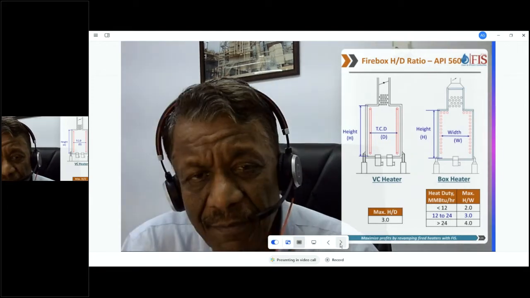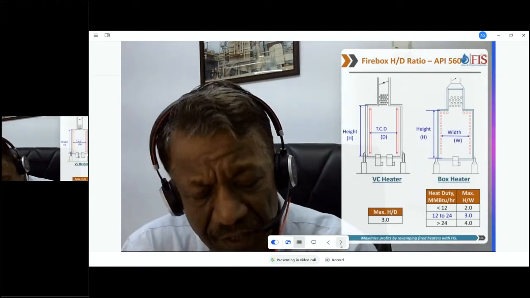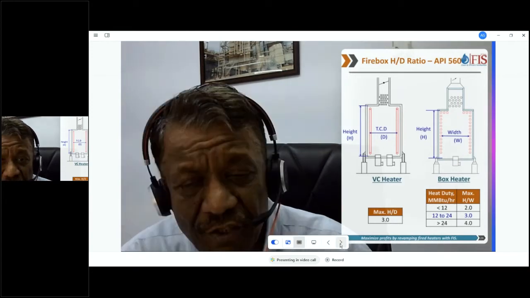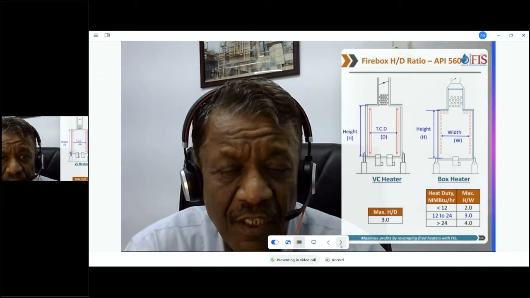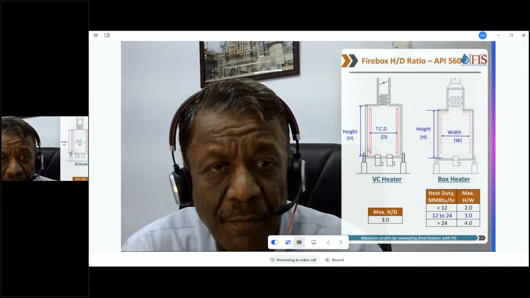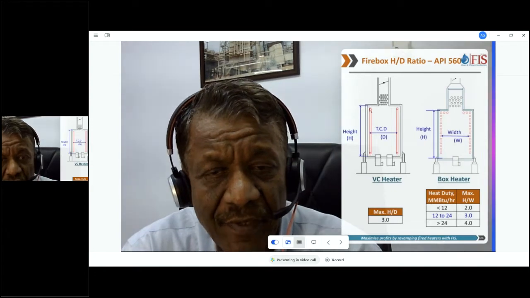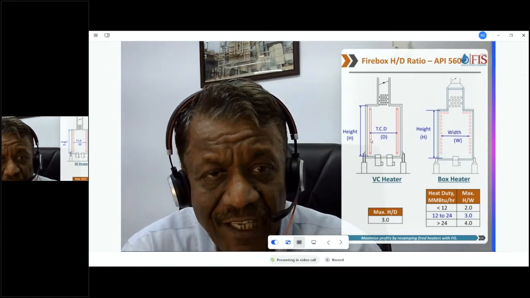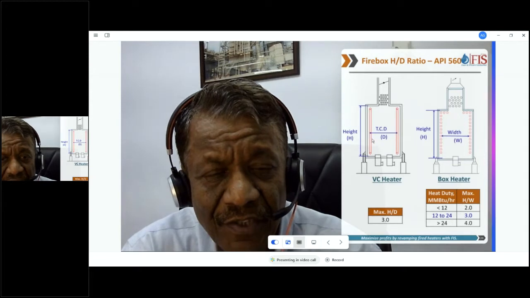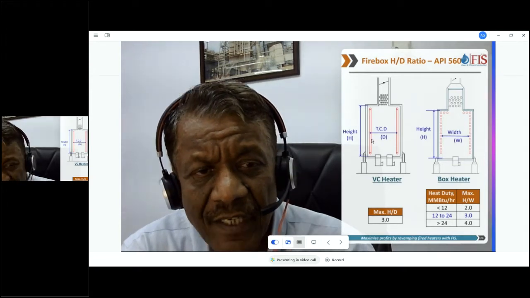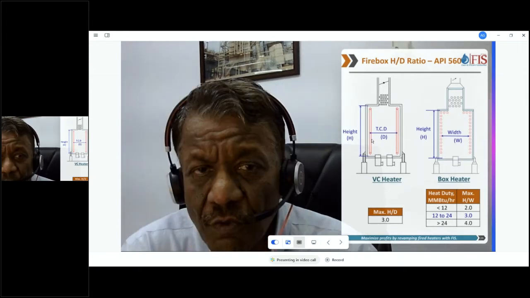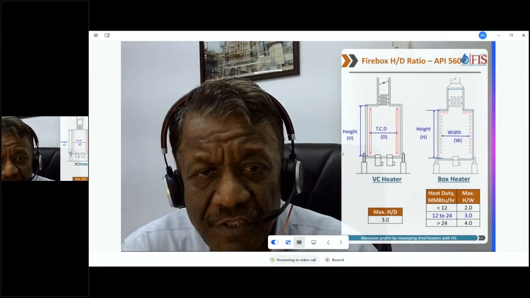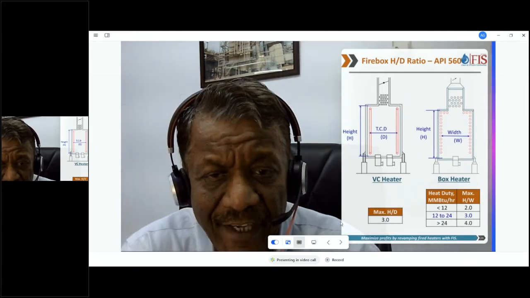The lower this number is, the less maldistribution of heat flux you will have, because the heat flux at the bottom and at the top is going to be very different. In fact, it's going to be highest at about 1/3 the height. So there are a lot of factors which come into this, but try to stay away from very tall, narrow heaters.